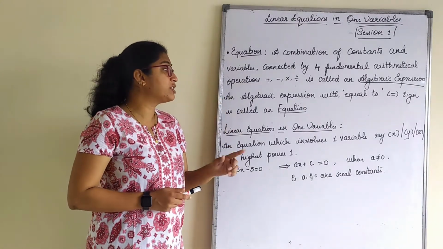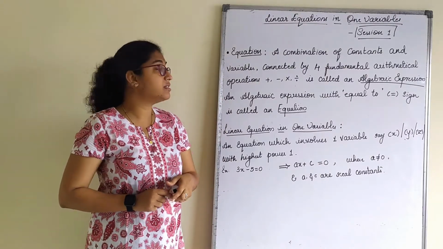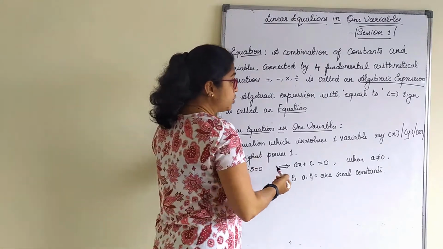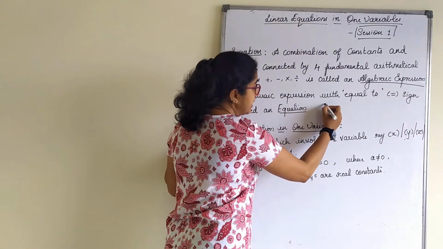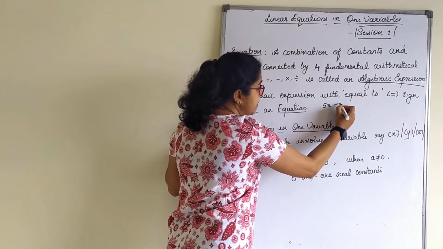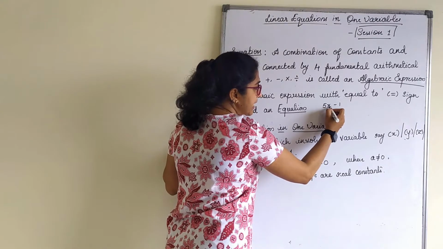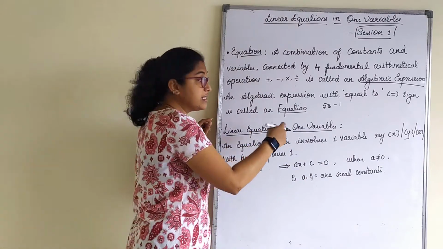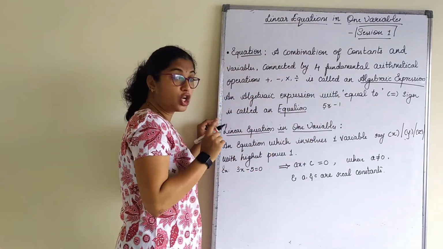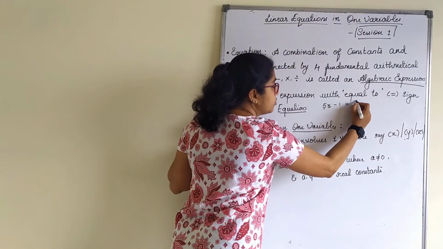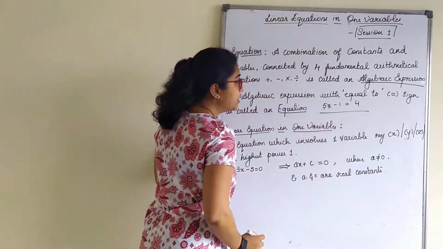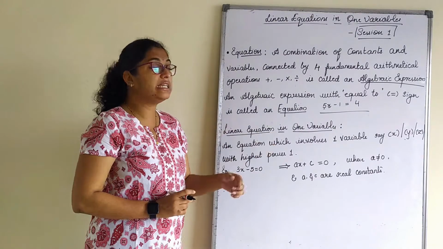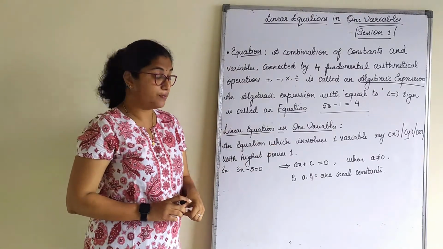An algebraic expression with the equal to sign is called an equation. So if I write one algebraic expression, say 5x minus 1, now x is a variable, 5 is a coefficient of x, and minus 1 is a constant, is equal to 4, right? So an algebraic expression with an equal to sign is called an equation.